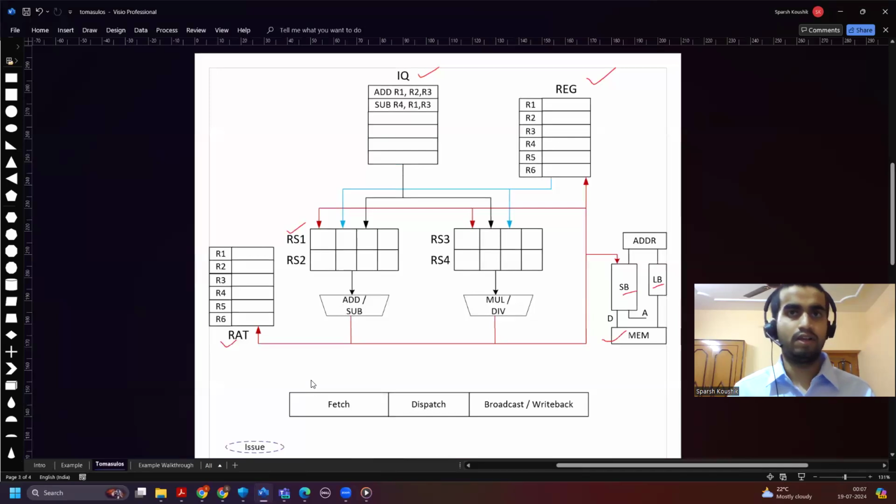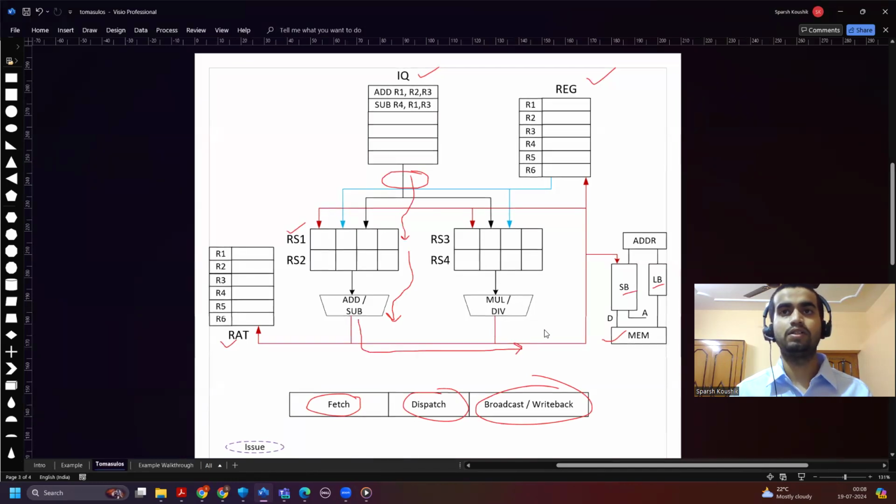Tomasulo's algorithm has three major steps: the fetch or the issue stage, the dispatch stage, and the broadcast or the write back stage. The issue is given by the instruction queue to the reservation station, and the reservation station waits for all the inputs for that instruction to be available and then dispatches the instruction to the ALU. The ALU computes the data and then writes back the result on the bus, from where it is picked up by the register and the RAT for updating. This broadcasted value is also picked up by the reservation stations who are waiting for one of their inputs to be available.